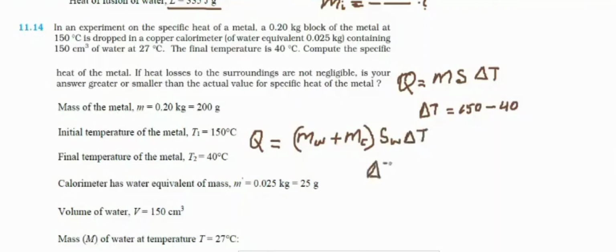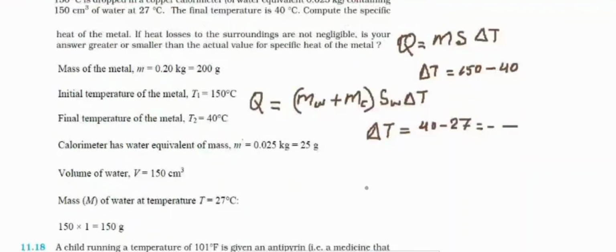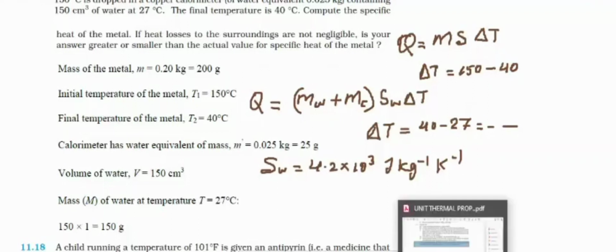And what is the value of delta T here? We can see that water is at 27 degrees Celsius and finally it is settled at 40 degrees Celsius. Therefore, change in temperature in the case of water is 40 minus 27 degree Celsius. Now, as I mentioned, you can apply heat lost is equal to heat gained, and the specific heat of water, SW, we have to approximate as 4.2 into 10 power 3 joule per kilogram per Kelvin.